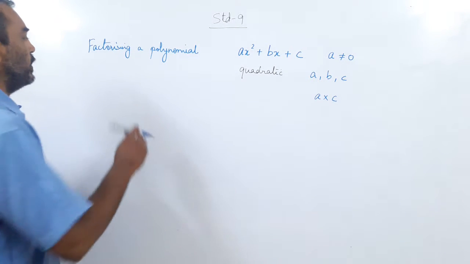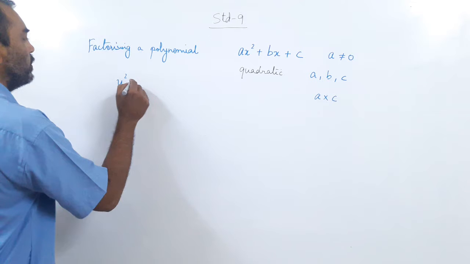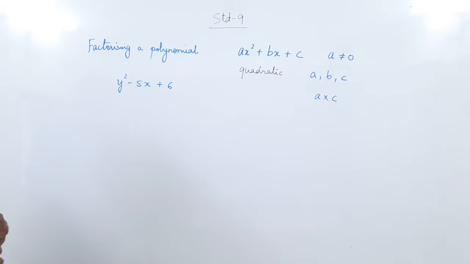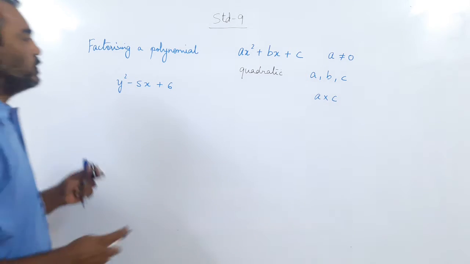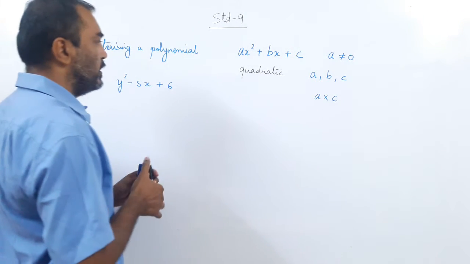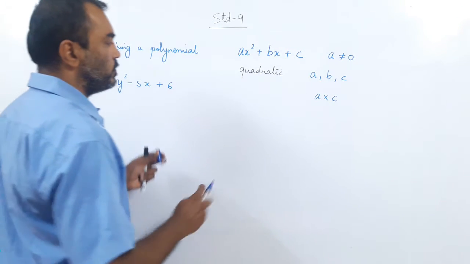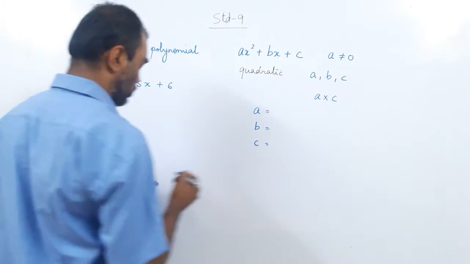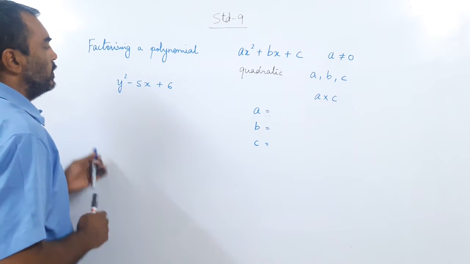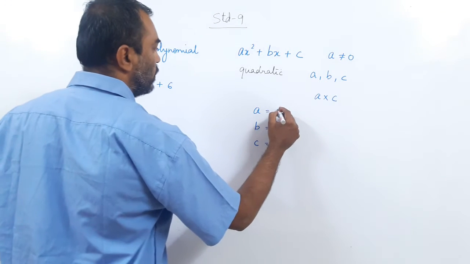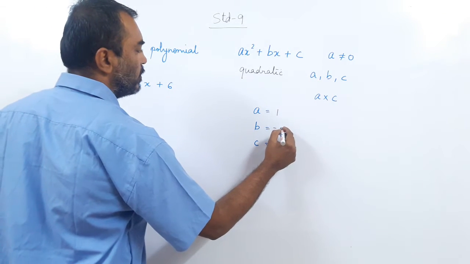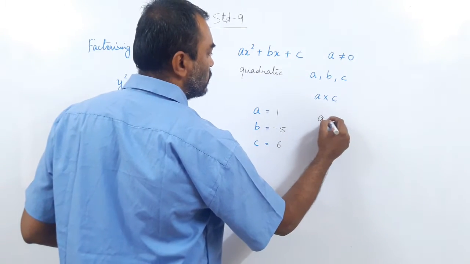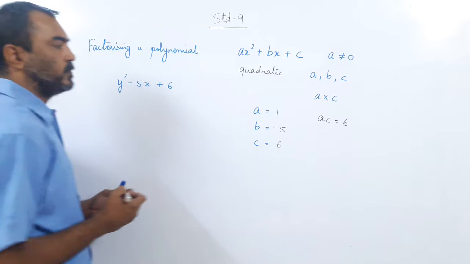Let us look at one sum today. So x square minus 5x plus 6. Okay? Now in this sum, you can see, let us compare. What is the a, b and c? So, a is 1, b is minus 5 and c is 6. So, what is ac equal to? 1 into 6. So, we have got ac equal to 6.